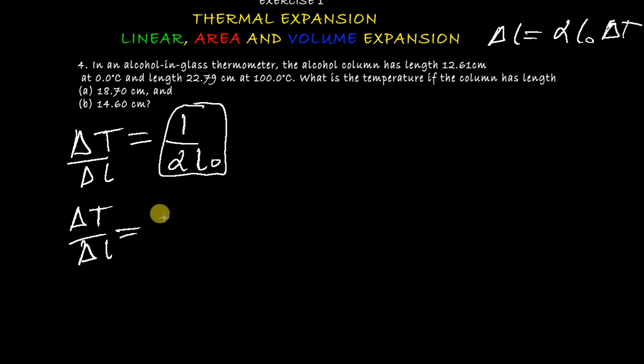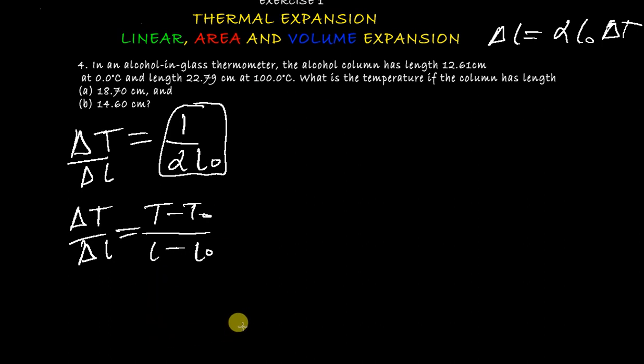So let me just write the formulas there. The change in T is just T minus T naught over L minus L naught. So from there you can now get your values there. You plug them in to find your answers.